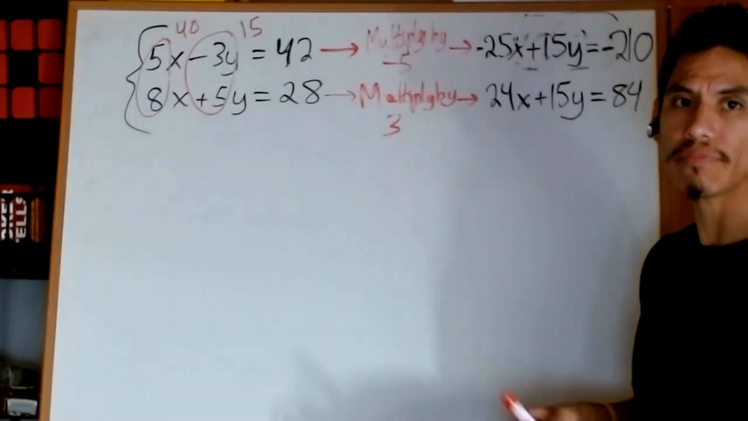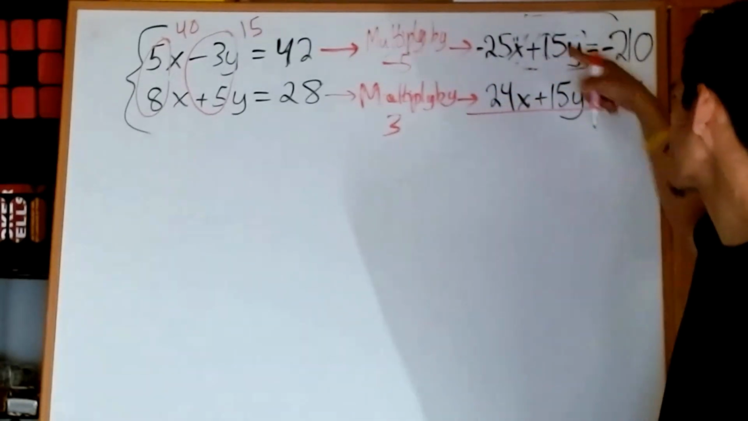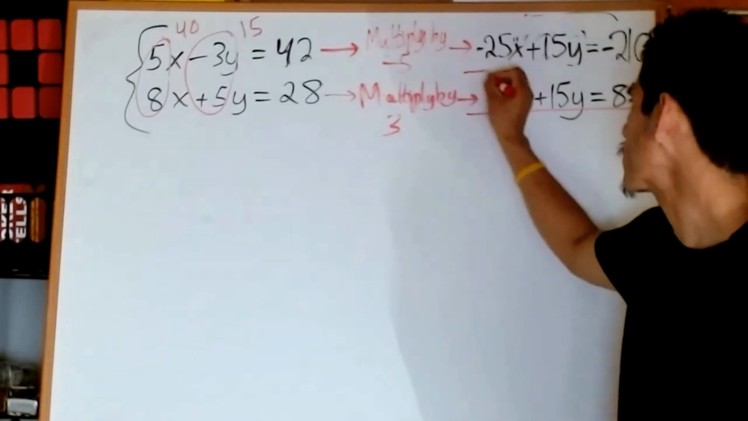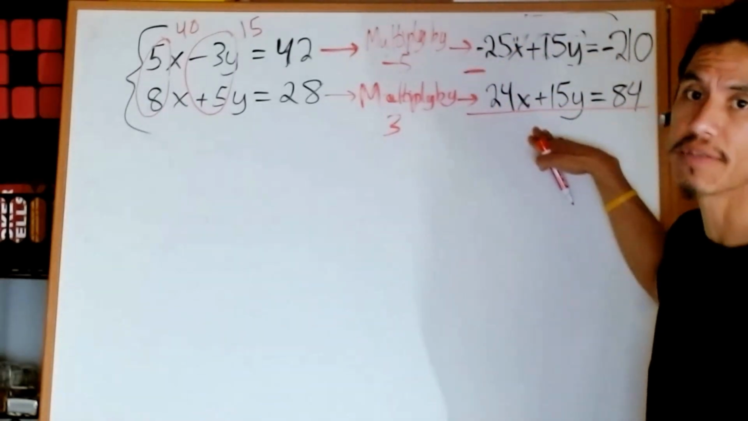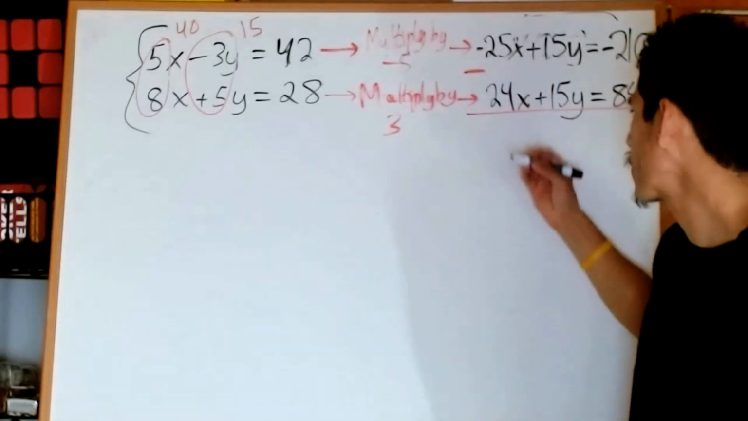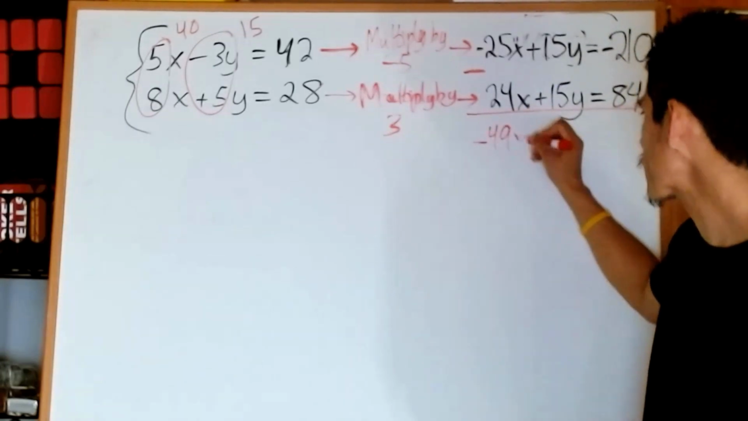Now we can just subtract these equations to get rid of the y's. So what we're going to do is take the top equation minus the bottom equation. So negative 25x minus 24x will give you negative 49x. And then 15y minus 15y will give you 0. And then negative 210 minus 84 will be negative 294.